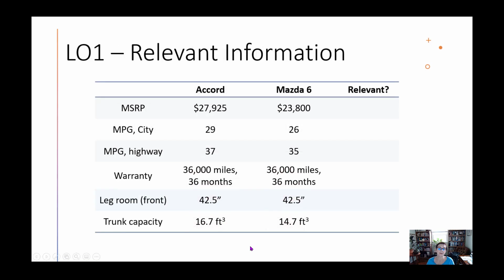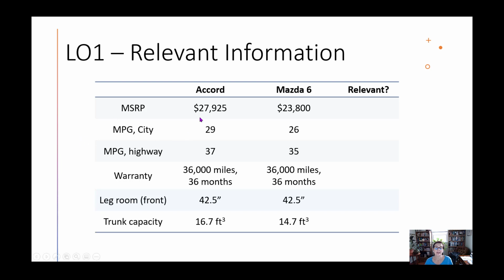Now let's look at an example of relevant information that you can hopefully all relate to. Mind you, this is not all necessarily accurate information, but it's an example, okay? So let's say you're deciding whether you want to buy a Honda Accord or a Mazda 6. Here's all the quantitative information that you have, and we're going to decide whether each of these is relevant. Now remember, this is really not hard. Anything that changes, that's different from one option to another, is relevant.